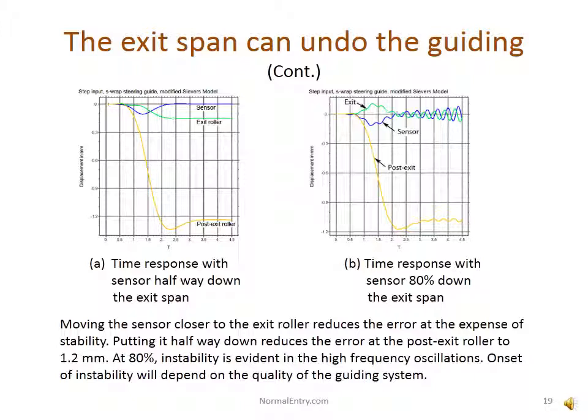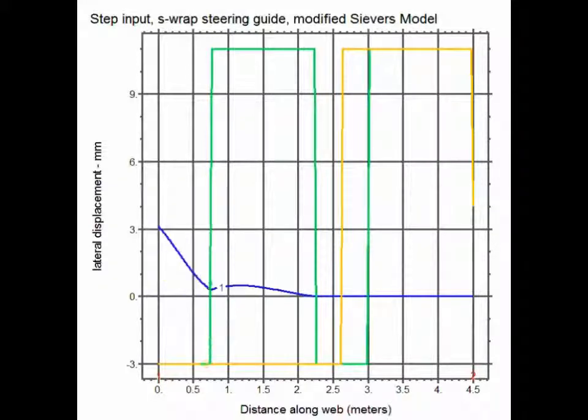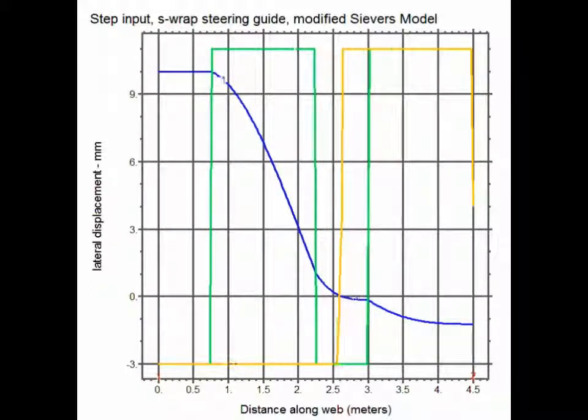The next slide shows an animation with the sensor halfway down the span. We see the step coming in at the left. The web's pivoting about the control point halfway down the span, the yellow vertical line. Now we're in steady state.